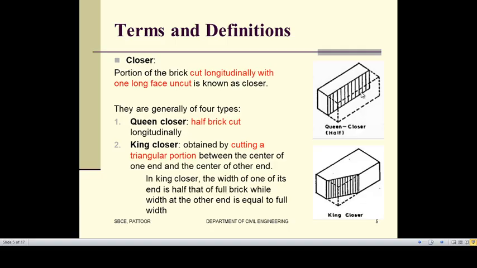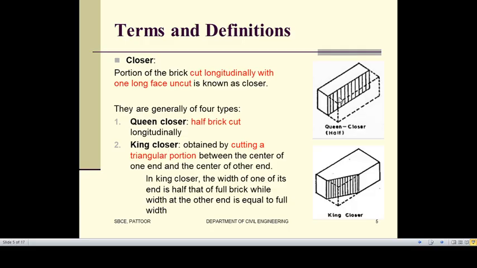So the portion of the brick cut longitudinally with one face uncut is known as closure. This face is the cut face and on the back side it is the uncut face. So closure is formed by cutting longitudinally with one long face uncut.